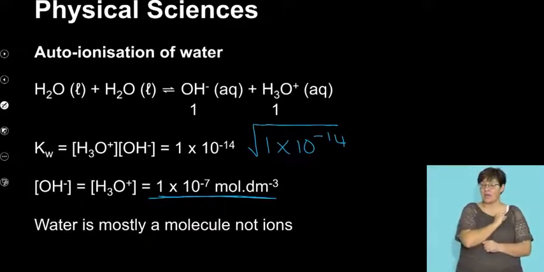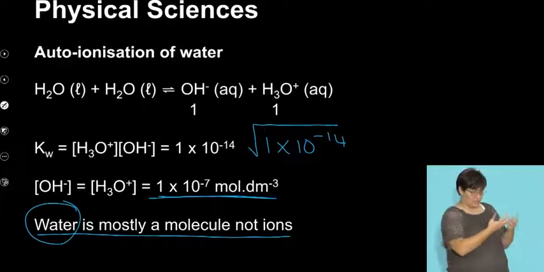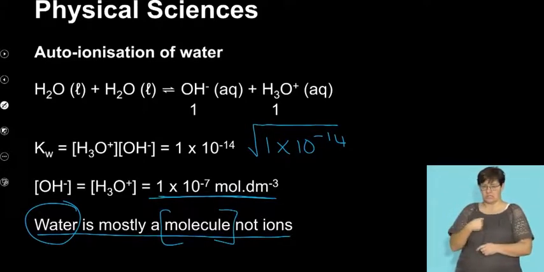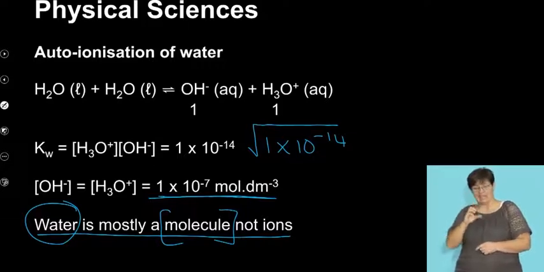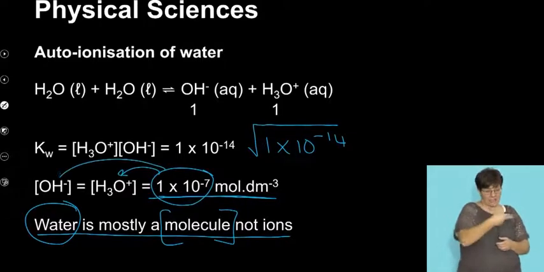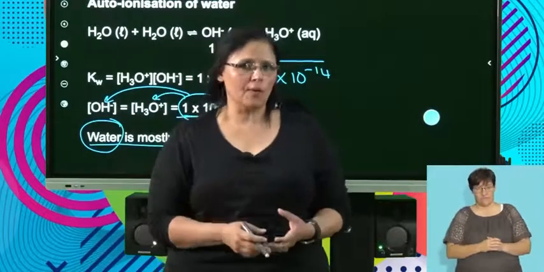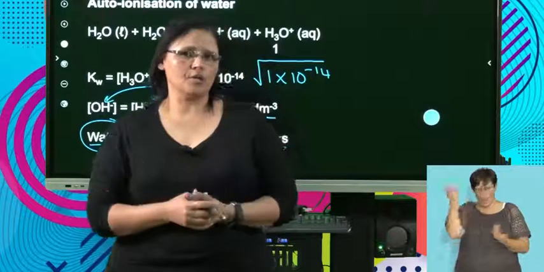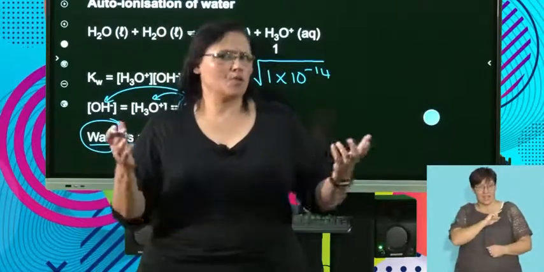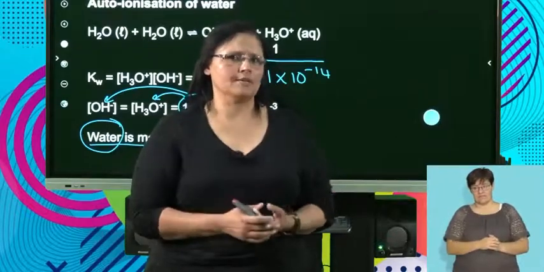And remember, this happens because during ionization, water mostly wants to be in molecule form and not in ion form. That is why the concentration of the hydronium ions or the concentration of the hydroxide ions is so very, very low. And how will we know that water would like to be water? Because more than 70% around us is actually water.